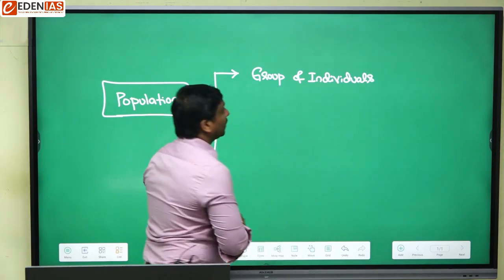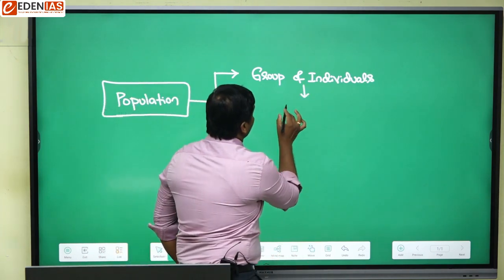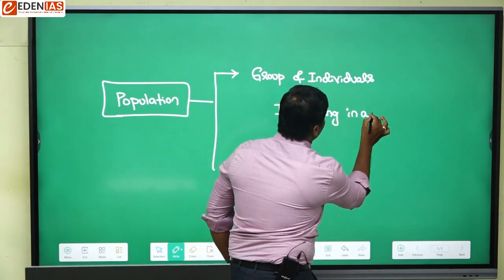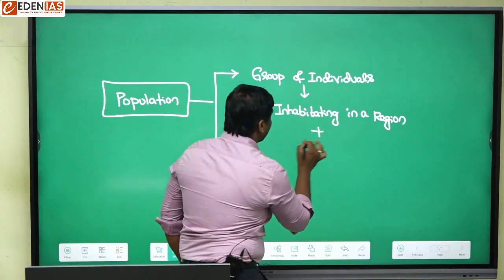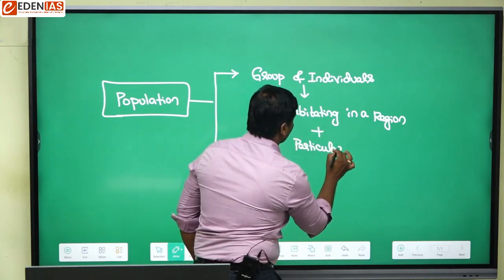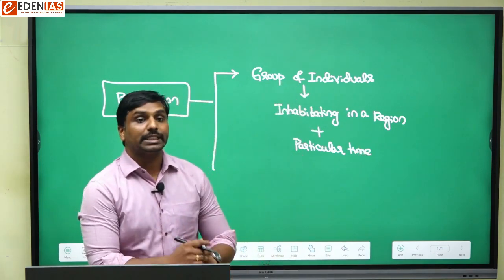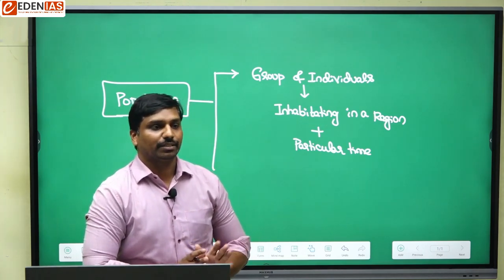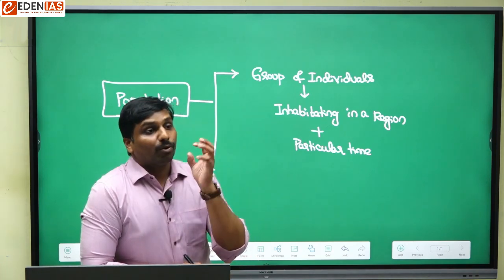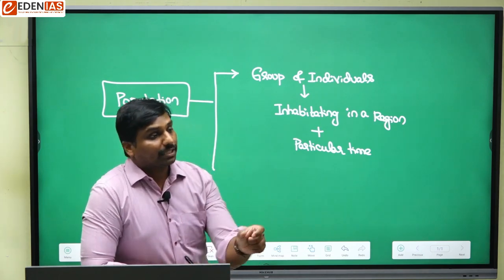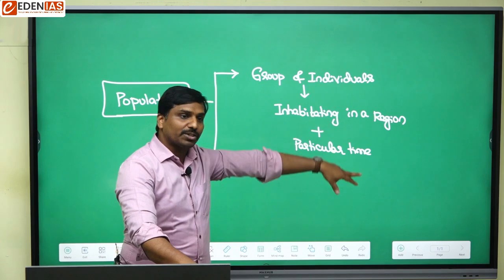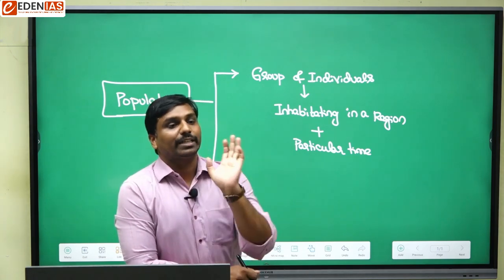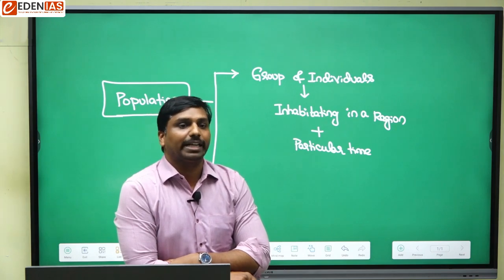So how would they be there? A group of individuals who are residing or inhabiting in a particular region over a particular time. For example, think about the tiger population living in India during 2022 to 2023. So here we are talking about the tiger population of India, and the period 2022 to 2023. That means a group of tigers living in India during 2022 to 2023. So this would be the definition of tiger population.